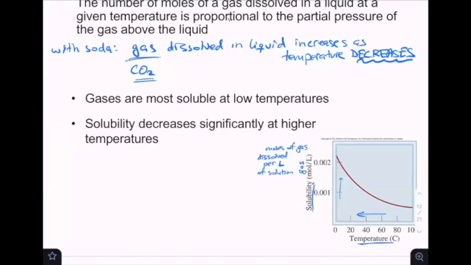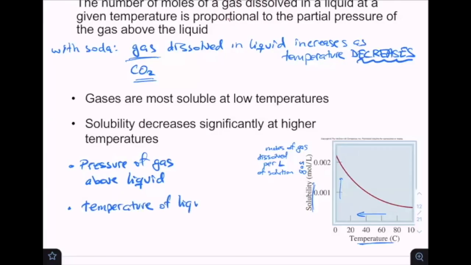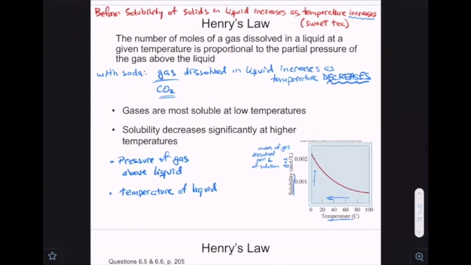So what's the first thing that happens when you open up that bottle? You hear a psh, right? That's because there's also a pressure dependency. The pressure of the gas above the liquid also plays a role. So we've got pressure of the gas above the liquid, and we have the temperature of the liquid. Both of these play a role as to how much gas can you get dissolved in a solution. The temperature we just talked about. The pressure of a gas above a liquid, that's what Henry's law is telling us about.